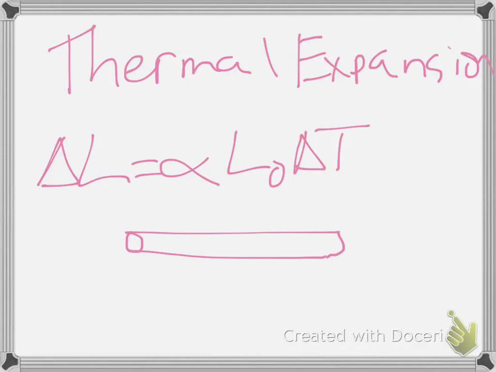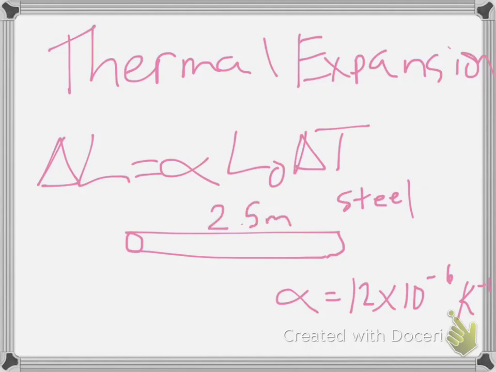We have a rod. That rod is made out of steel, okay? And we have to look up, or we have to be given the alpha. Remember, the alpha is known as the coefficient of thermal expansion, and for steel, that is 12 times 10 to the negative 6. It's got a unit of inverse Kelvin. We're going to say this metal rod is 2.5 meters long. You don't need the cross-sectional area, you just need 2.5 meters long. You also need the temperature. So we're going to heat this up from 20 degrees Celsius to 50 degrees Celsius.